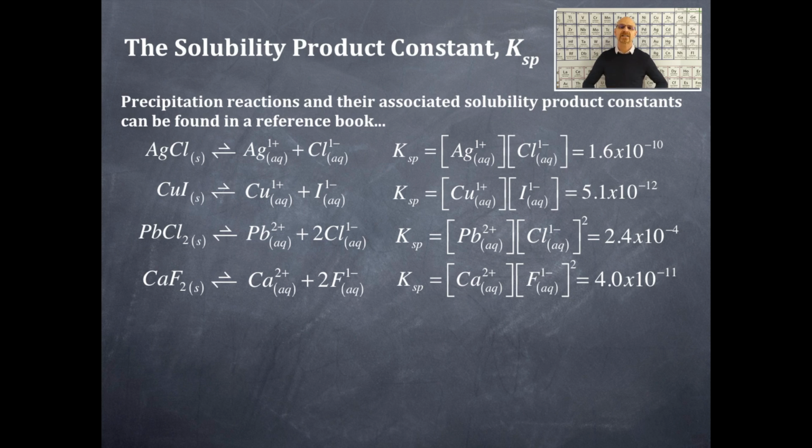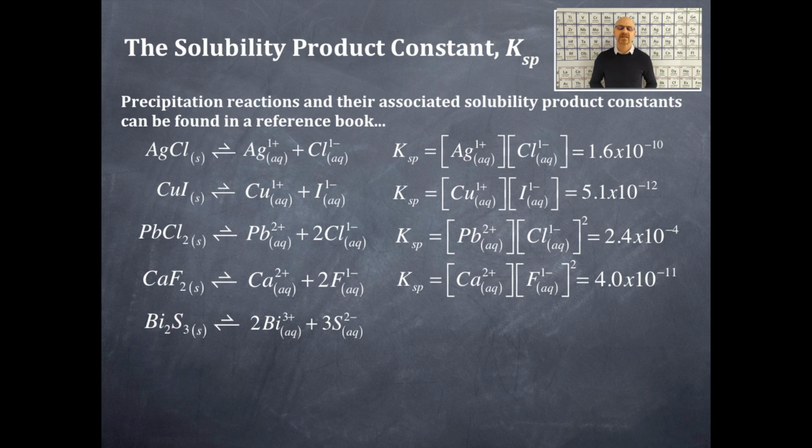That's also reactant favored. Here's another one, bismuth 3 sulfide. Bismuth 3 sulfide is an insoluble precipitate, and it forms the ions of 2 bismuth 3 plus ions and 3 sulfide 2 minus ions. I'm going to write the KSP for this one as well.